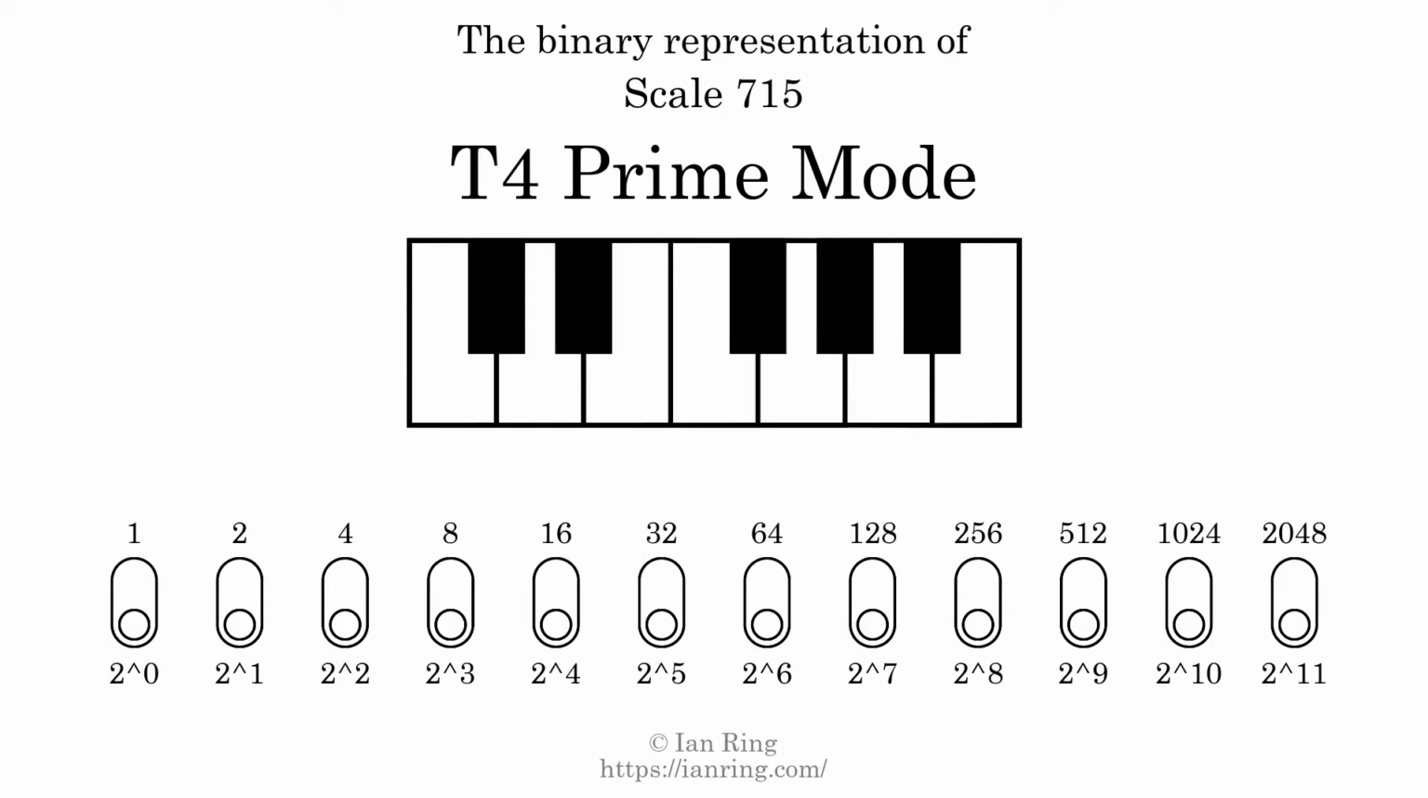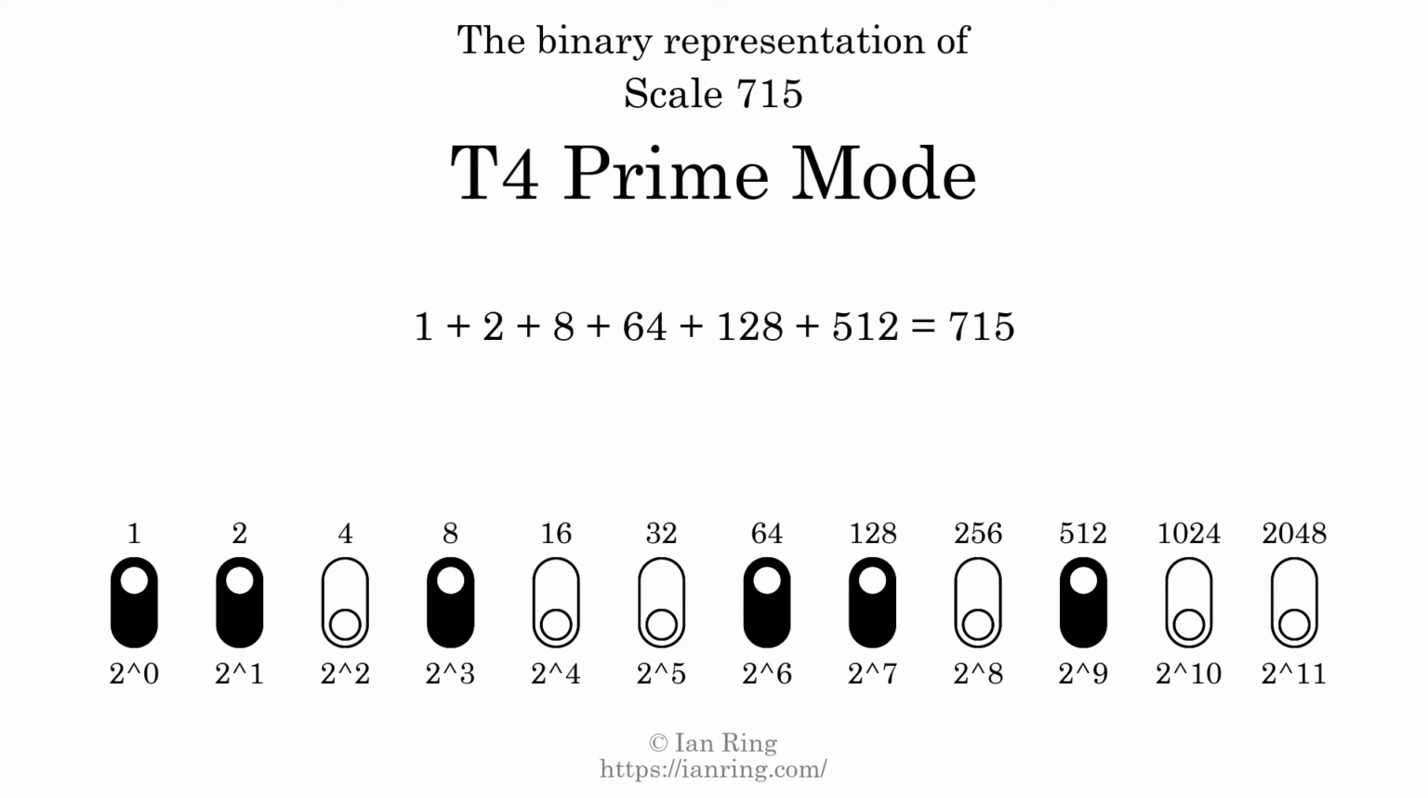The binary representation of this scale is determined by mapping tones of the scale to binary digits. Each binary digit represents a power of 2. To get the scale number, we add the powers of 2 together. The powers of 2 that are present in the scale, all added together, equals 715. That is why the scale number, in decimal, is 715.